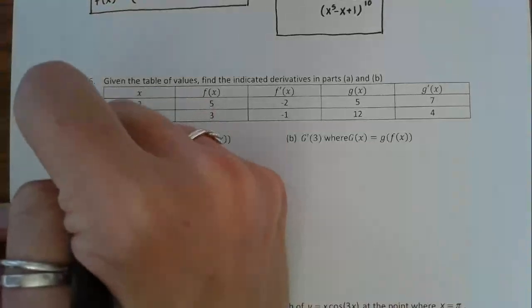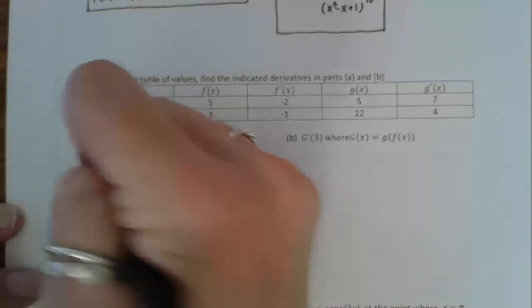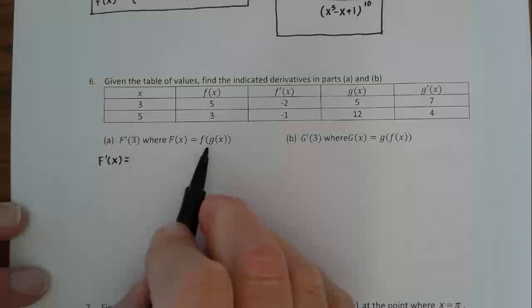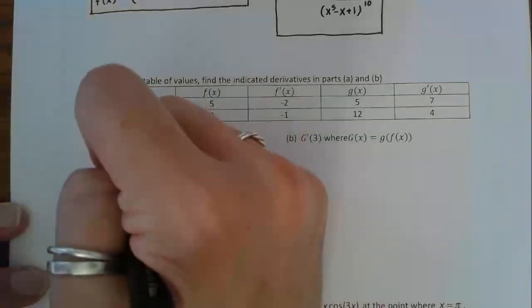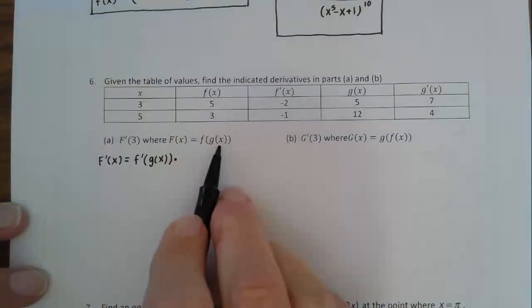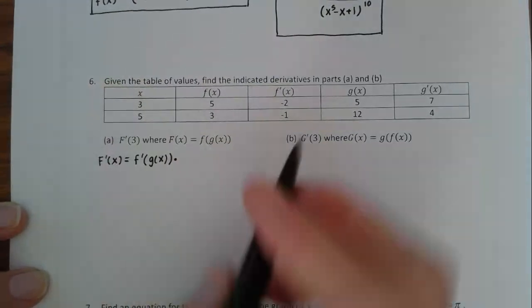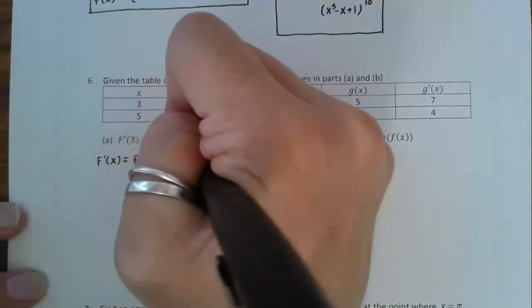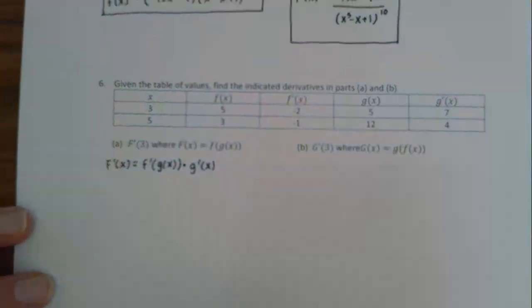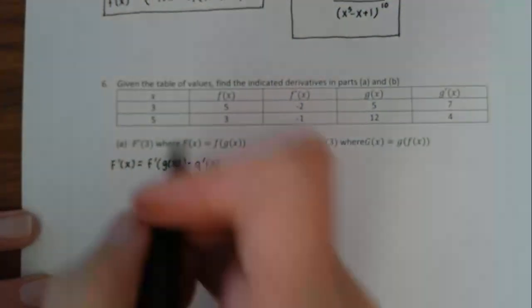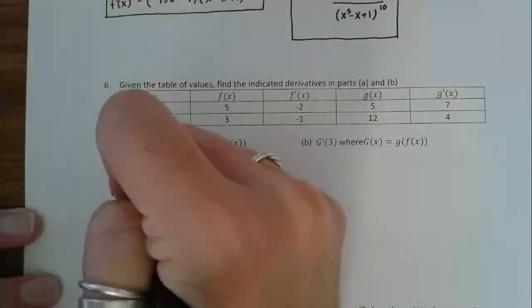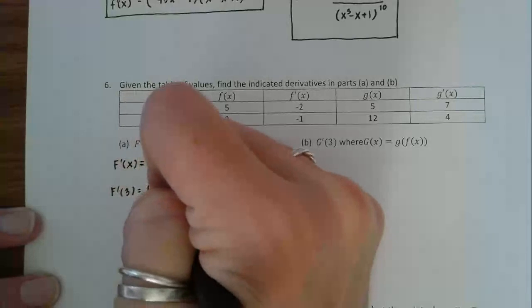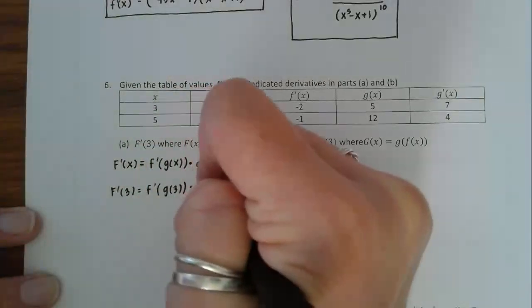So the first thing I'm going to do is write a rule for f prime of x. So I'm going to take the derivative of this. The derivative of the outside function would be my f prime. Keep the inside of g of x the same. And then multiply by the inside piece's derivative. So multiply by g prime of x. Again, if you notice, that's just the chain rule. So if we're evaluating f prime of 3, that will be f prime of g of 3 times g prime of 3.